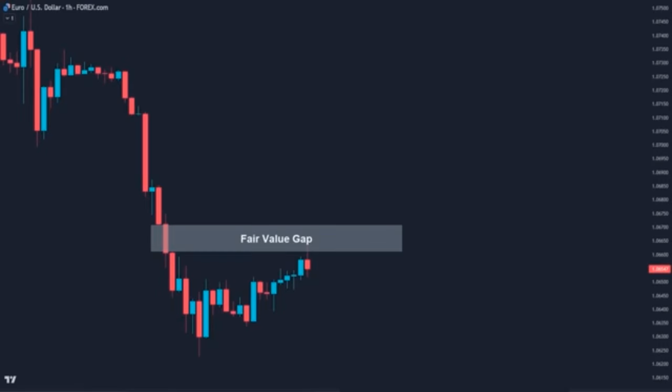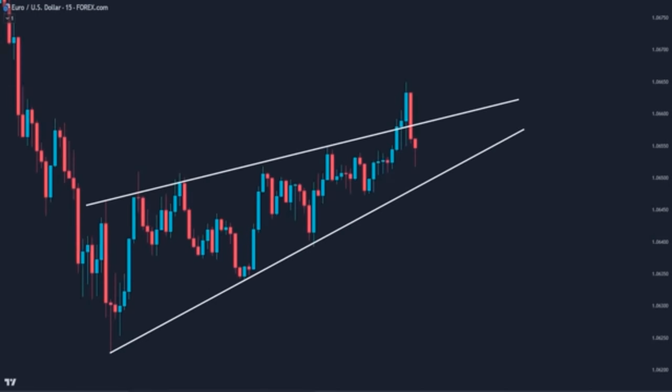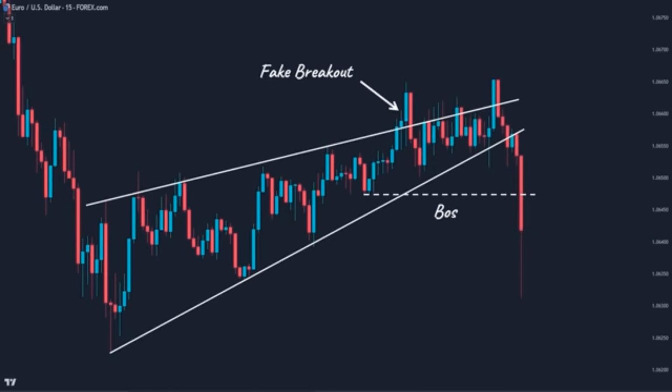2. As a continuation pattern. The price temporarily consolidates within the wedge before breaking lower. This pattern often acts as a bearish pause before resuming the original downtrend. Confirmation and entry strategy. A breakout below the lower trend line confirms the pattern.